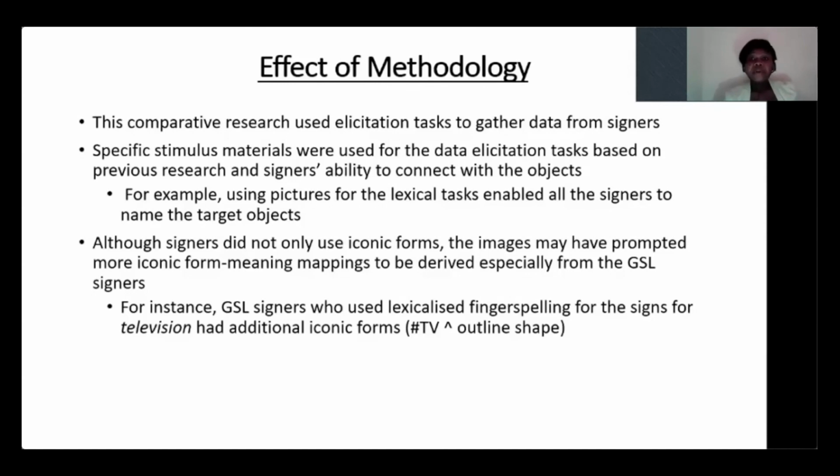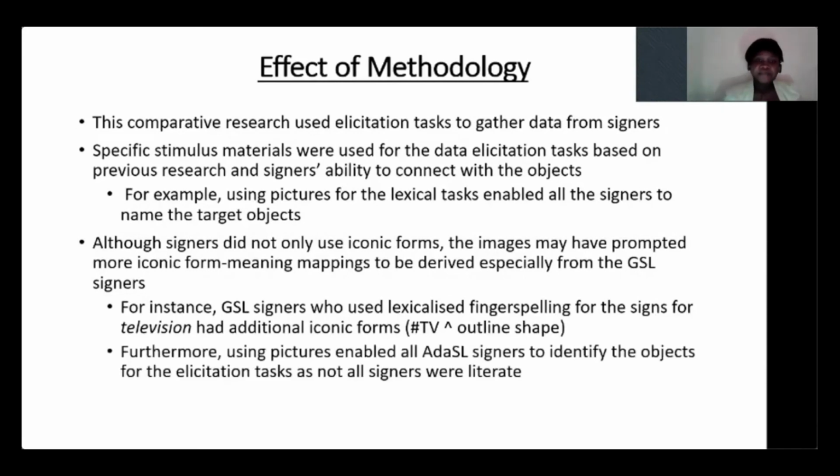An example is all the signers who use the lexical finger spelling for television had additional iconic forms. So this is TV. So they will have TV outline. Also, using pictures enabled all signers of Adam Sign Language to identify with the objects. As said earlier, 80% of the Adam signers have not had formal education. Thus, it would have been difficult to connect with words on the screen as compared to images.